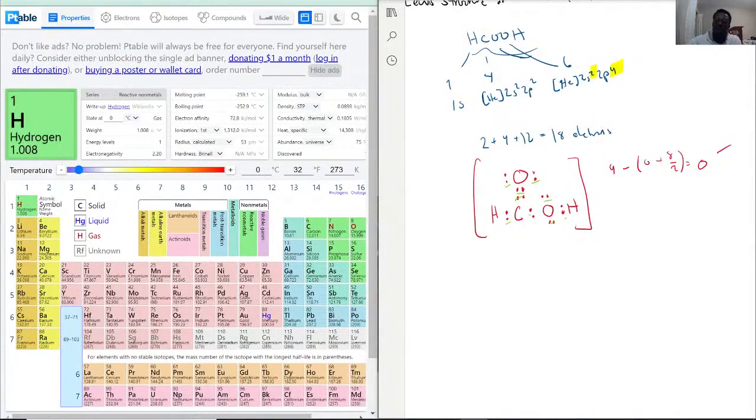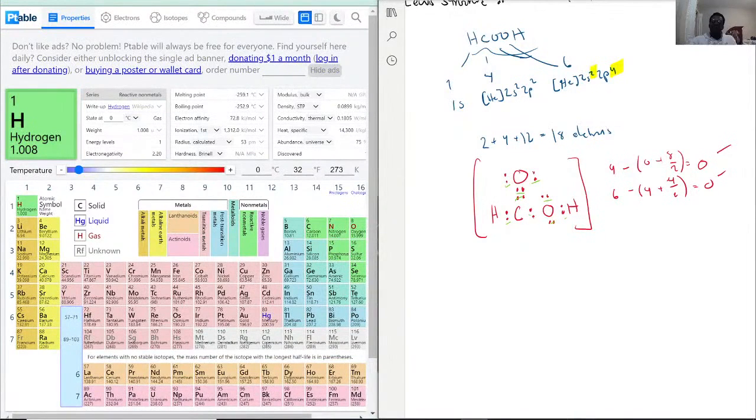Now for the oxygens, we have 6. Then how many lone electrons does it have? It has 4. Plus how many bonds does it share? Each one is sharing 2, so that's 4 electrons total. So that's also 0. Perfect.